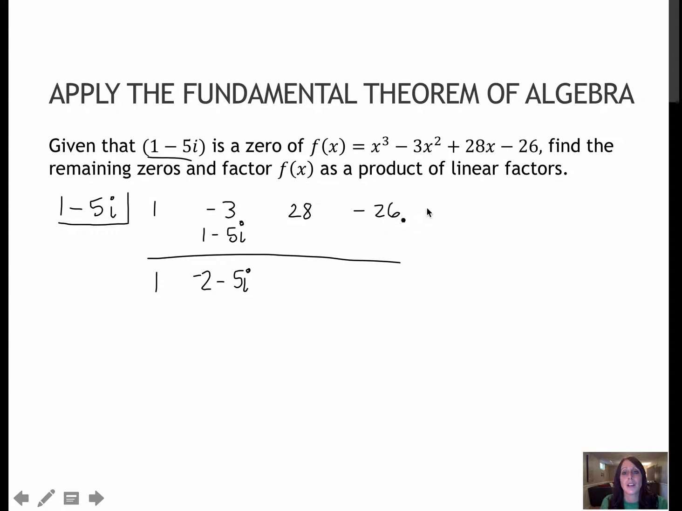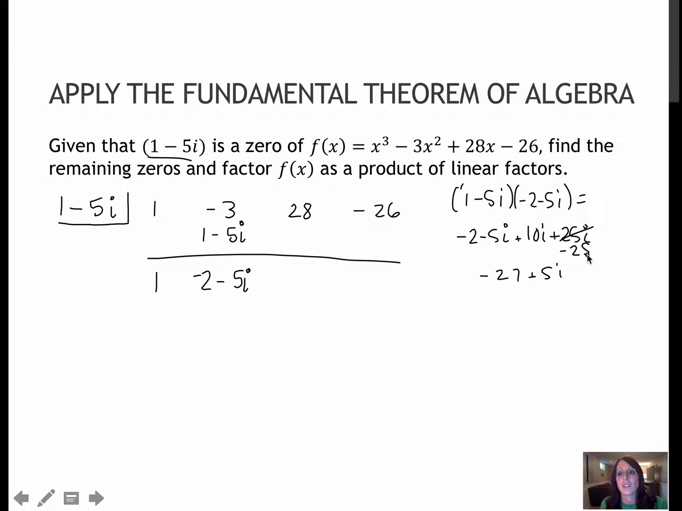But here's the ugly part. I have to take 1 minus 5i multiplied by -2 minus 5i, which means I have to FOIL. So feel free to use a lot of scratch paper here. 1 times -2 is -2. That would give me minus 5i. That would give me plus 10i. And that would give me plus 25i squared. Well, i squared is -1, so 25 times -1 is actually -25. So this solution is -27 plus 5i.